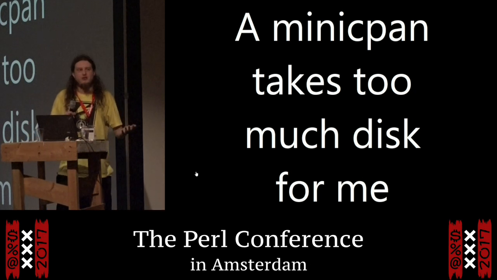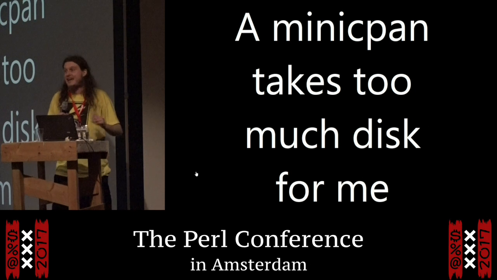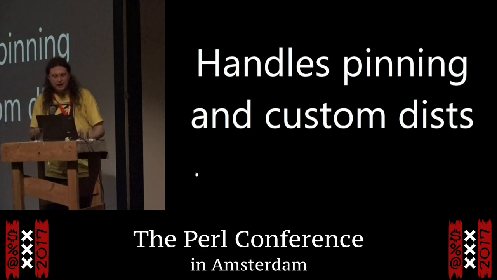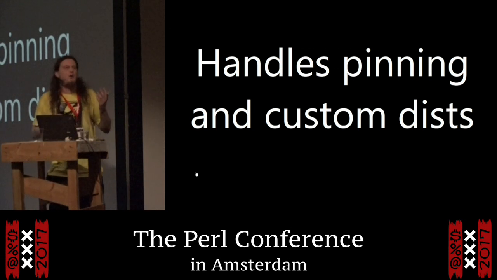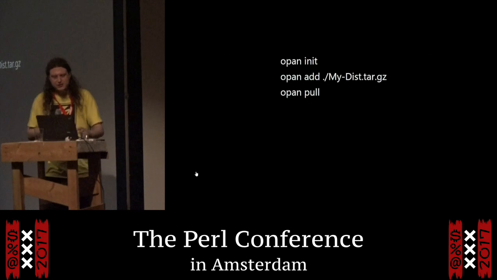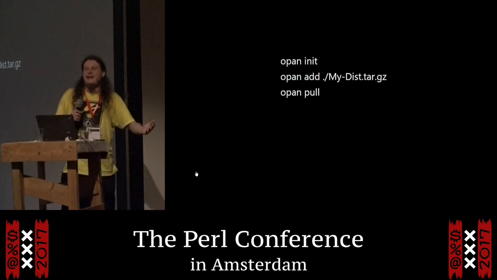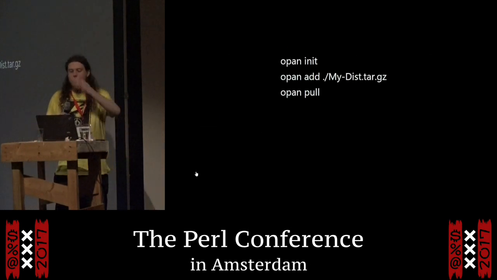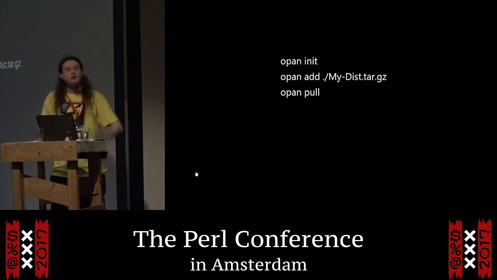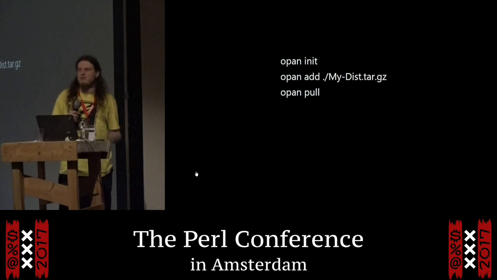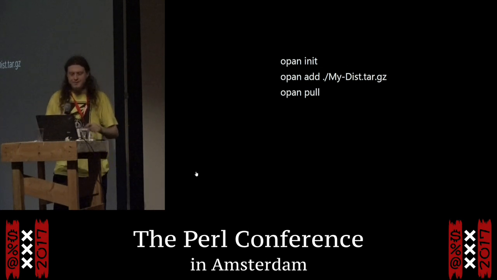So OPAN just does proxy upstream for anything except custom dists, but keeps its own indexes so you can commit the indexes into Git somewhere if you want to. Handles pinning, which you don't really need if you've got cpanfile.snapshot. Also handles custom dists. So basically, you can do OPAN init to create a directory tree, OPAN add your local darkpan tarball, and then OPAN pull will sync down 02packages from the remote and merge all of yours into it.